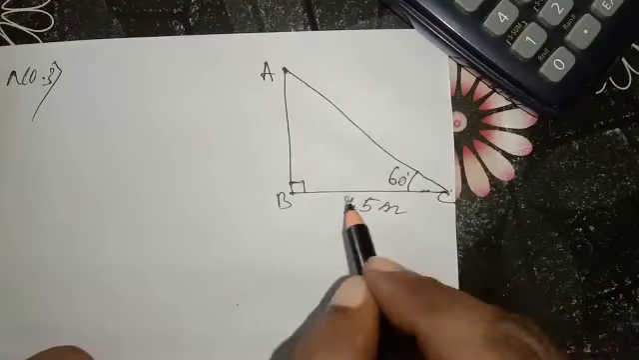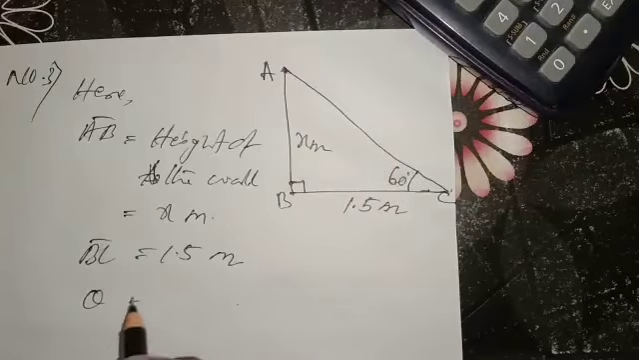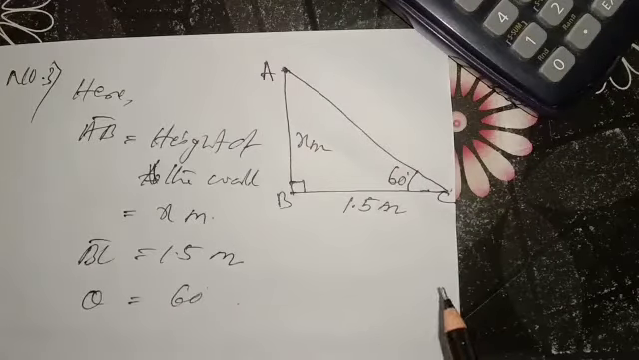Now you have to apply tan 60 degree. First of all, you write what is AB here. AB is the height of the wall, which is not given. Let that be x meter, and BC is given as 1.5 meter, and theta, the angle, is 60 degree.